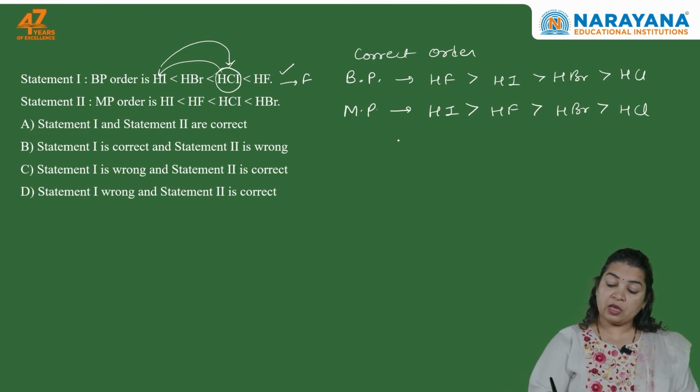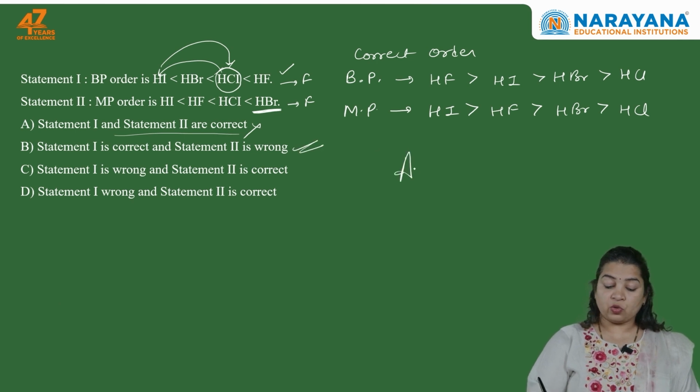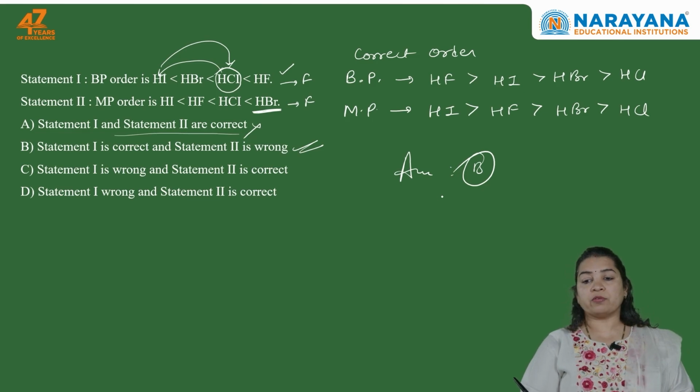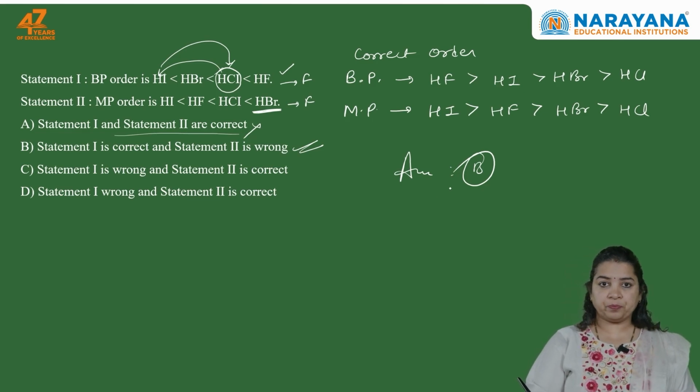Okay, this is the melting point order. Let us check. They are writing HBr at the top, so this makes the second statement also false. Let us select the answer. 1 and 2 both are correct? No. 1 and 2 both are wrong. Yes. So the answer for this question would be B or 2, in whatever format it appeared in your paper.